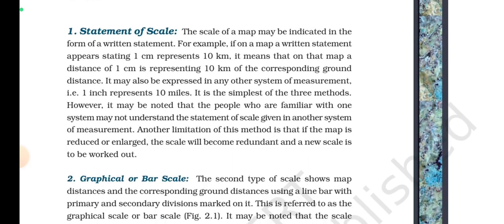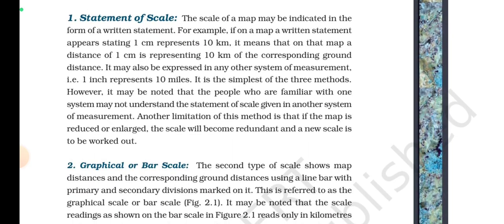Okay, now read the types of scales, that is statement of scale or statement scale. The scale of a map may be indicated in the form of a written statement. For example, if on a map a written statement appears stating 1 centimeter represents 10 kilometer, it means that on that map a distance of 1 centimeter is representing 10 kilometer on the corresponding ground distance. It may also be expressed in any other system of measurement, that is 1 inch represents 10 miles.